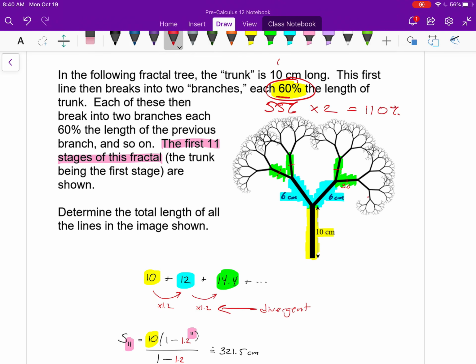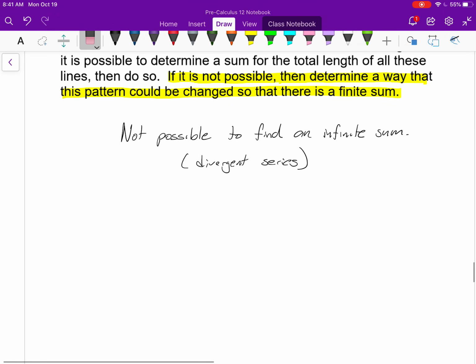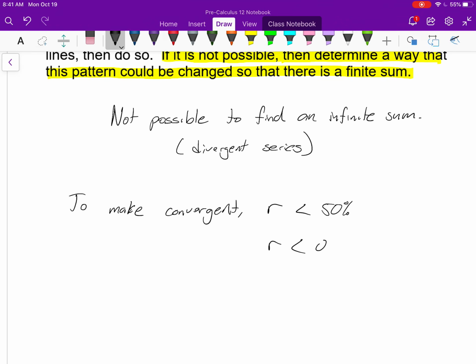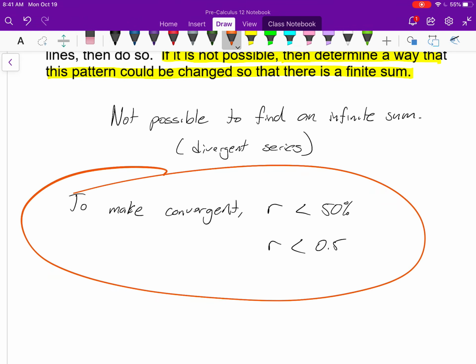So again, say this was 45%. Each of the lines was 45% the length of the previous one. Yeah, there's 2 of them. So 45% times 2 is 90%, which is 0.9, the r value would be, which would be convergent. And so in the end, let me just basically write down what I just said out loud. To make this convergent, r has to be less than 50%, or r has to be less than 0.5. And then you can actually find the total length of an infinite number of stages.